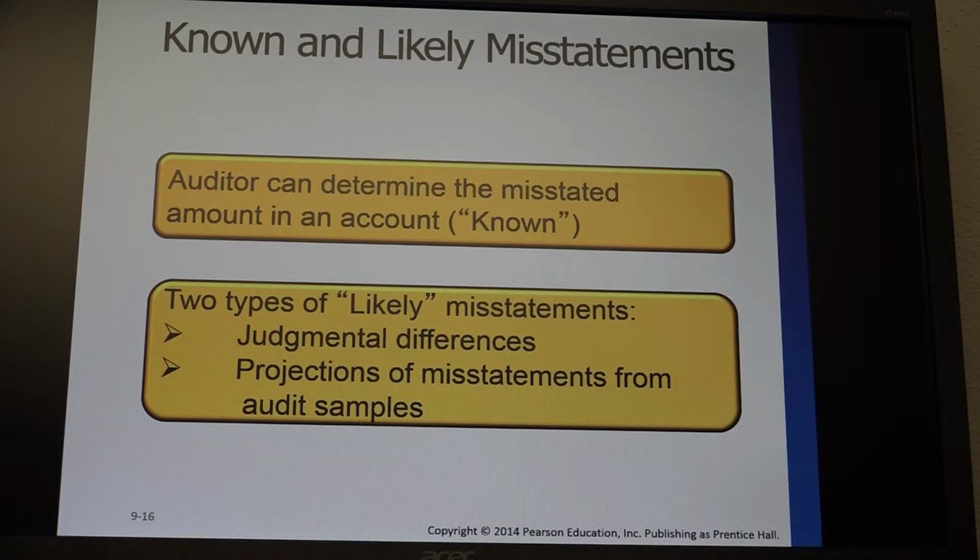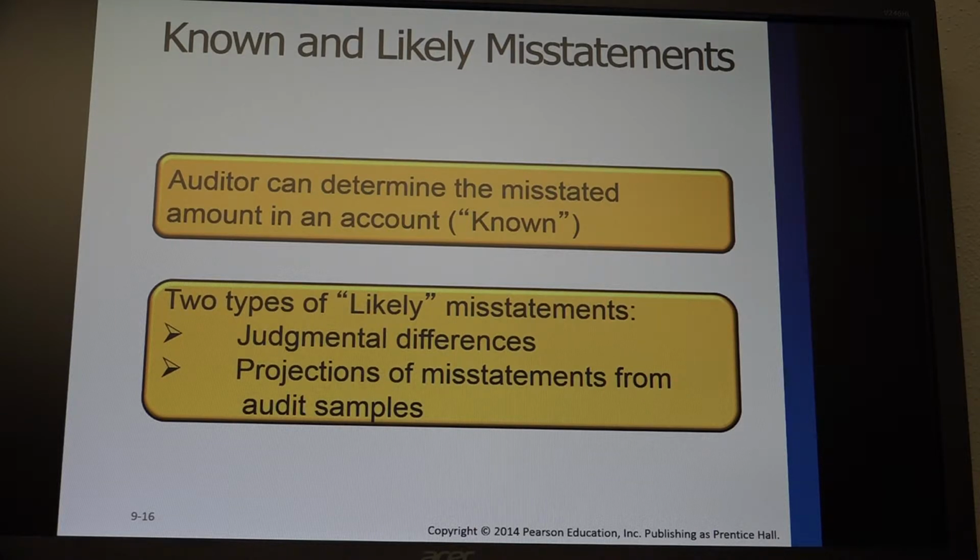First is judgmental differences. That would be such things as your allowance for doubtful accounts account. Let's say the auditor disagrees with the company as to the amount of bad debt reserve that they have set aside for bad debt expense. In that case, the difference between what the auditor believes the client should be showing on the balance sheet versus what the company's actually showing is a likely misstatement.